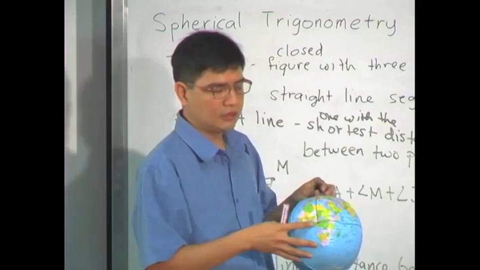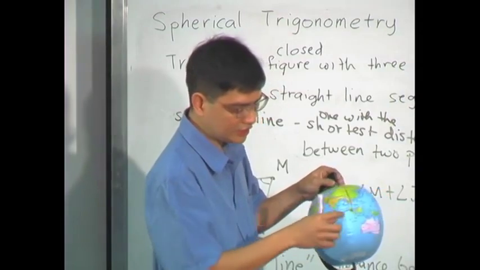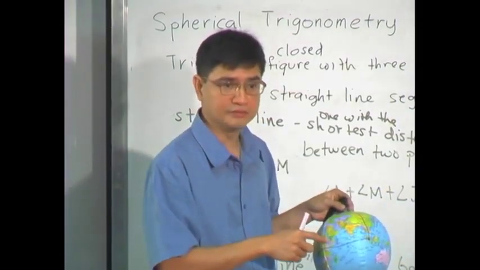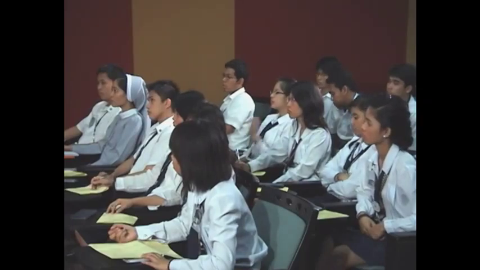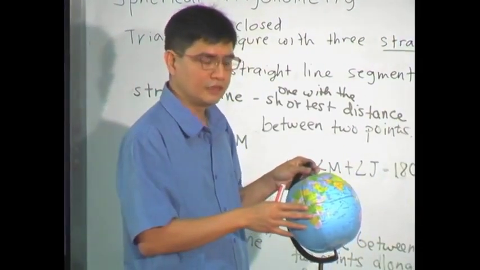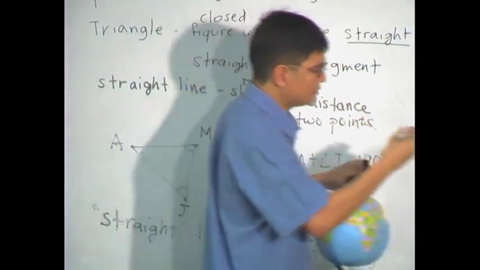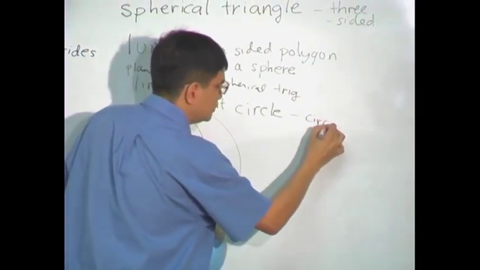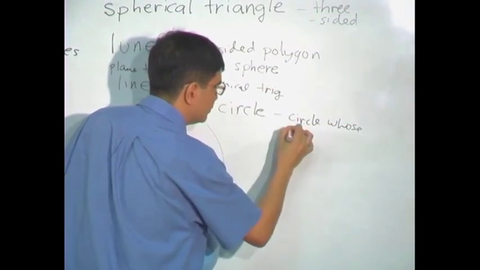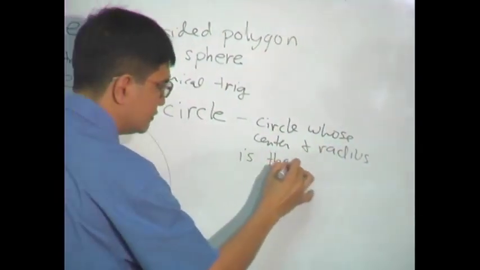Now, what properties of the great circle can we see? We can see that a great circle has a center. The center of the great circle is actually the center of the sphere. The radius of the great circle is also the radius of the sphere. Now, we define a great circle as that circle whose center and radius is the same as that of the sphere.